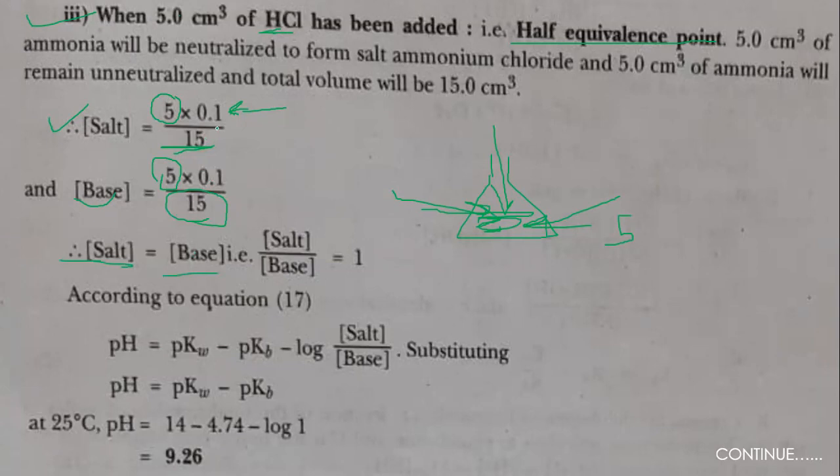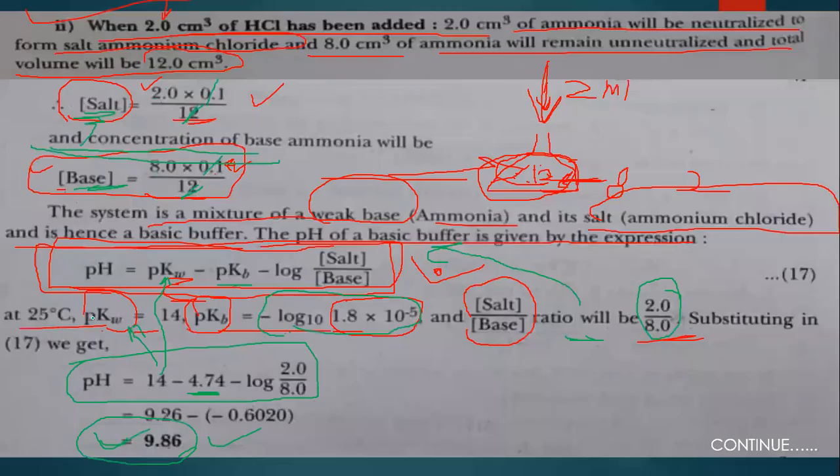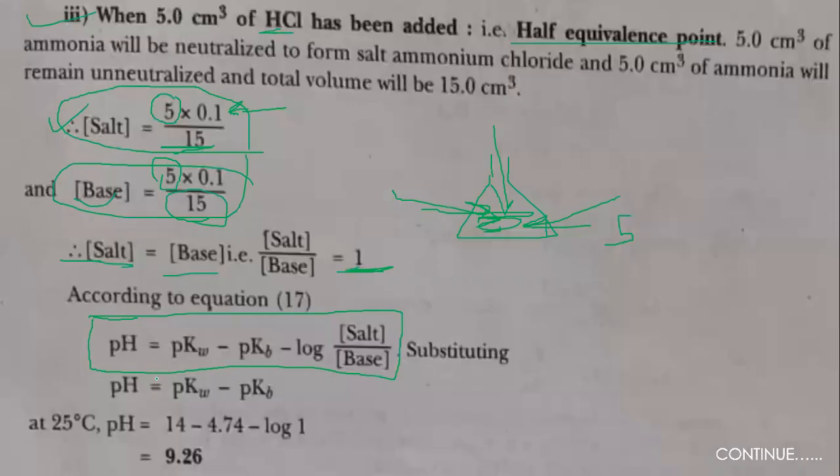If you see here, both values are same, so the ratio will be 1, concentration of salt upon concentration of base. So we have the formula for the pH of a basic buffer. This is the formula we know. You saw it in the previous slide; if you go back, this is the formula. Now see what happens. pH is equal to... log of 1 is 0 now.